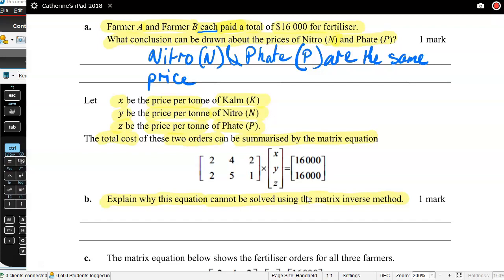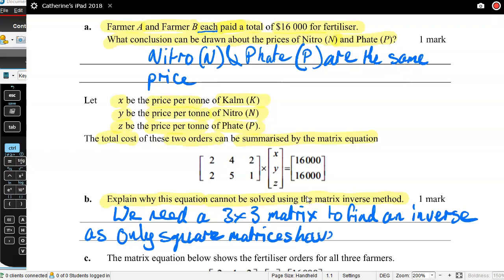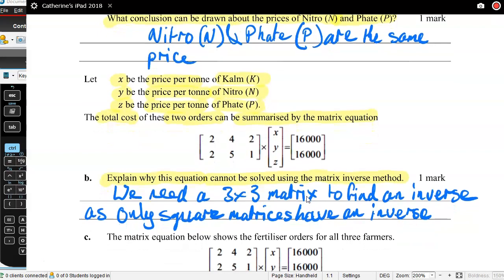We can't find it because it's not a square matrix. Okay? We need a 3 by 3 matrix to find an inverse, as only square matrices have an inverse. Okay, so that's why we can't use the method we've been using to solve that. So what do we do? What do we do?